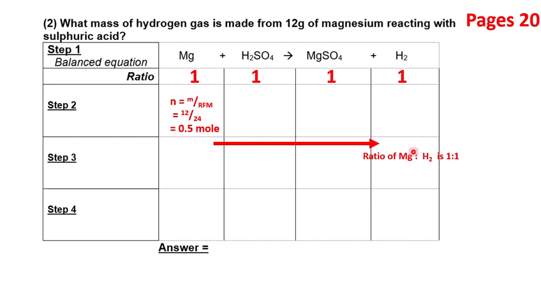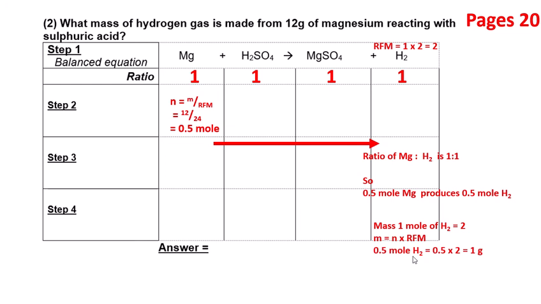Magnesium to hydrogen is 1:1. So for every 1 magnesium, we produce 1 H2. We know from here that we have 0.5 mole. So 0.5 mole of magnesium produces 0.5 mole of H2. And then we need to work out the mass of that. So mass of H2, well, hydrogen's 1 multiplied by 2, 2. So 1 mole of hydrogen equals 2. So therefore 0.5 mole is going to be 0.5 times 2, which works out at 1 gram. And again, good to see lots of you getting that figure.